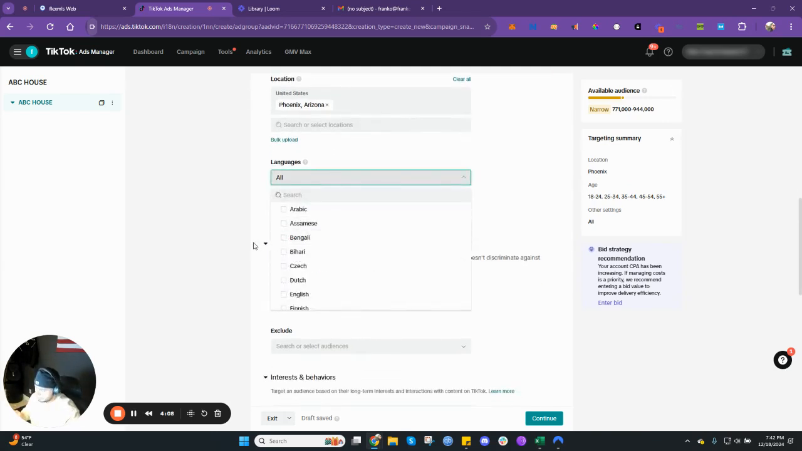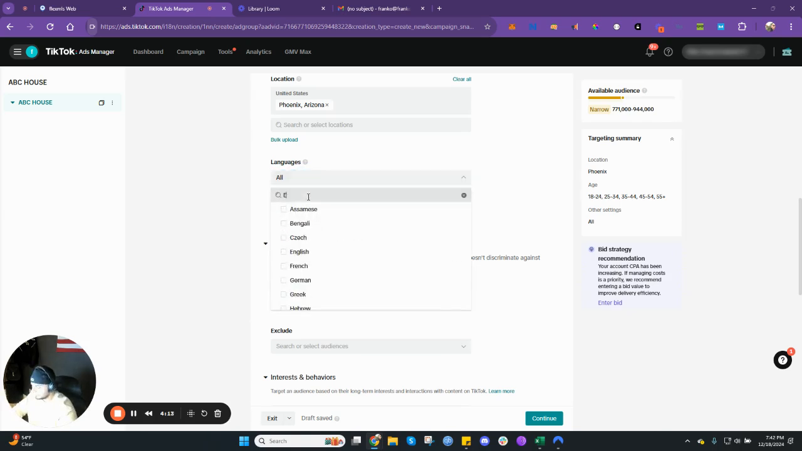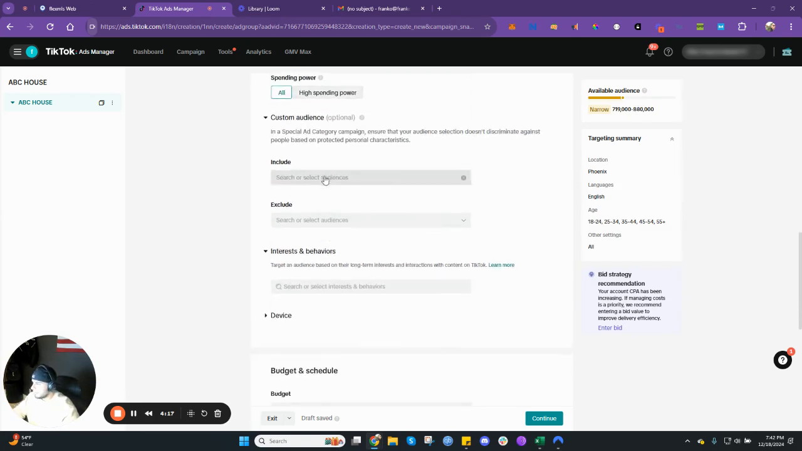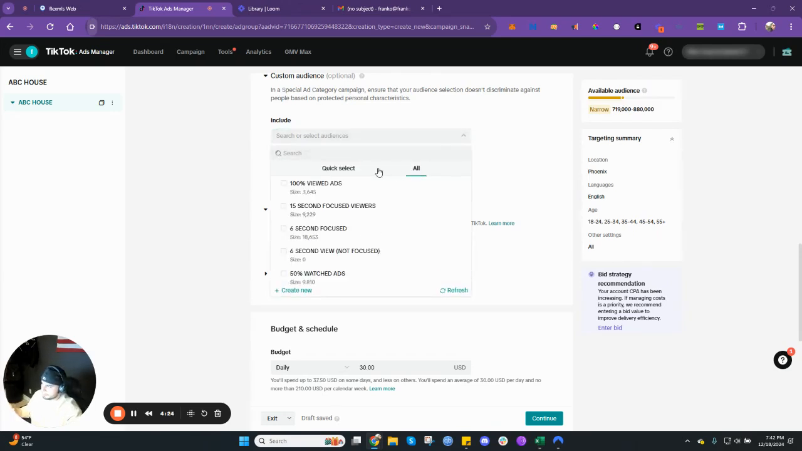Languages. You're going to choose your language, of course, English. Ignore this stuff, include, exclude, for right now. As we get more advanced, you can include your audience. For example, people who have viewed your ads 100%, people who have viewed it 50 seconds, 6 seconds. This is the so-called retargeting. This is where we get lower cost per conversion.